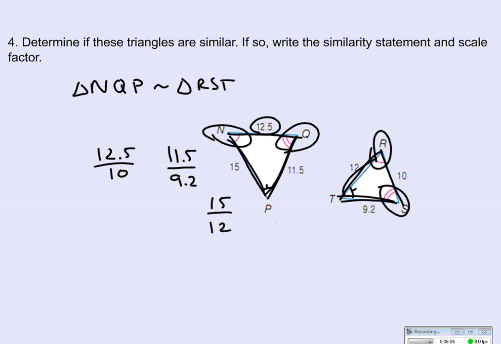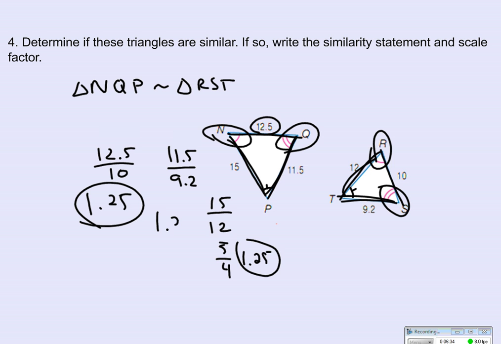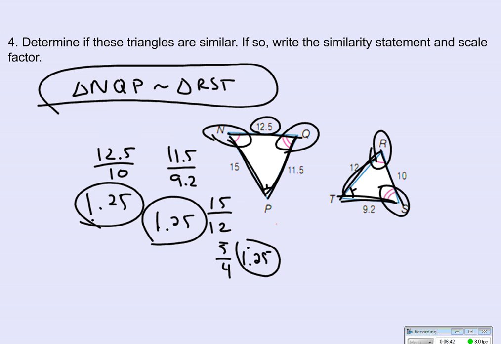So I have to look at, are those proportions all the same? Well, 15 over 12 is nothing more than 5/4, so that'd be 1.25 as a decimal. 12.5 divided by 10 is 1.25 as a decimal. So far we're looking good. This is also 1.25 as a decimal. So all three of these are the same. So here's a similarity statement, and the scale factor, just comparing them, is 1.25.